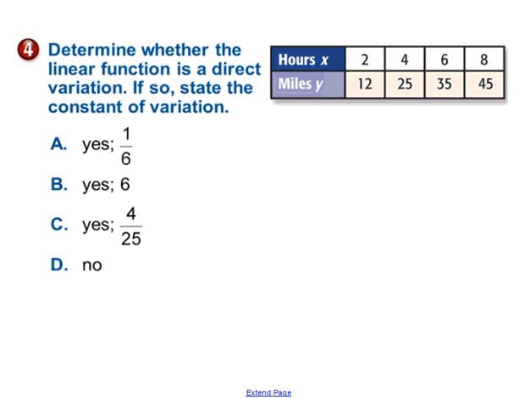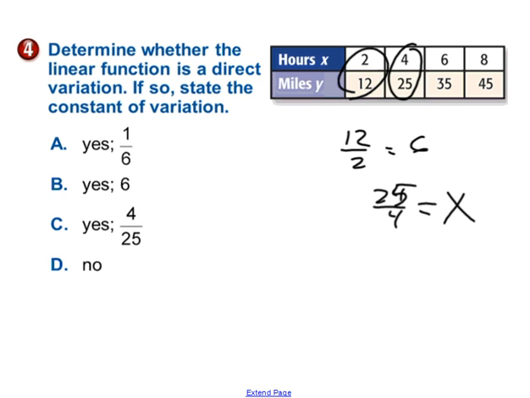Determine whether the linear function is a direct variation. If so, state the constant of variation. Well, the ratios have to be the same. That's what we're doing. 12 over 2 is equal to 6. 25 over 4 is not equal to 6. So this is no, it is not a direct variation.